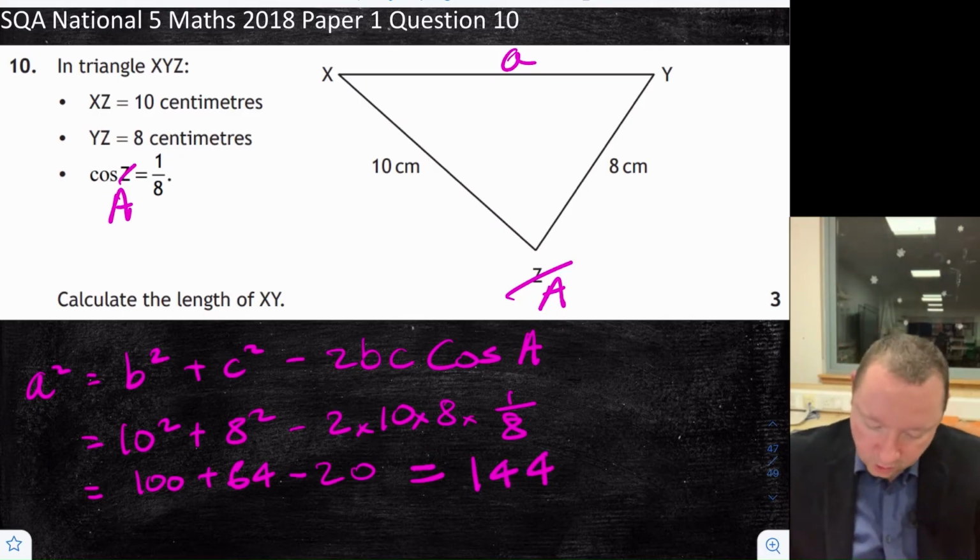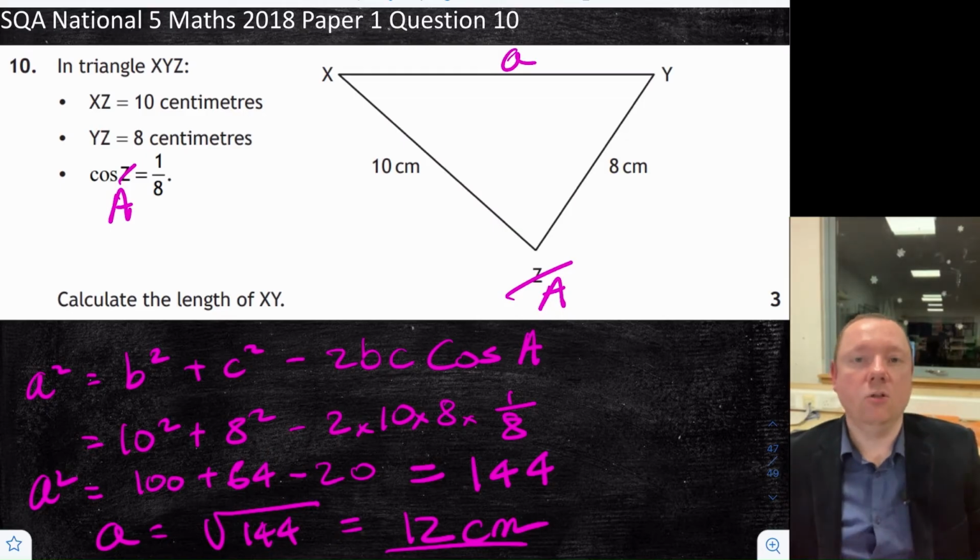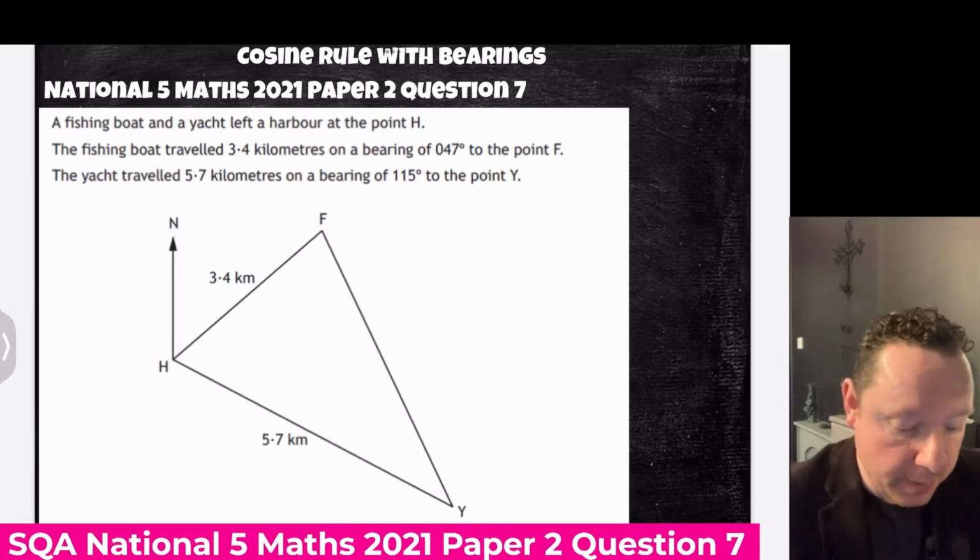But remember, that is A squared. So A is the square root of 144, which is a nice round number, which is 12 centimetres, because 12 times 12 is 144.